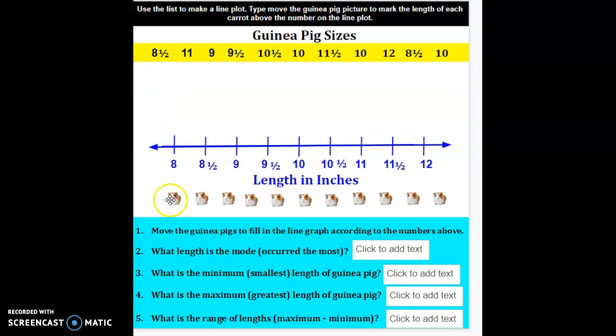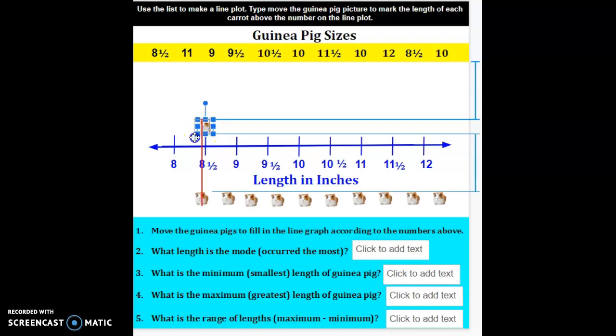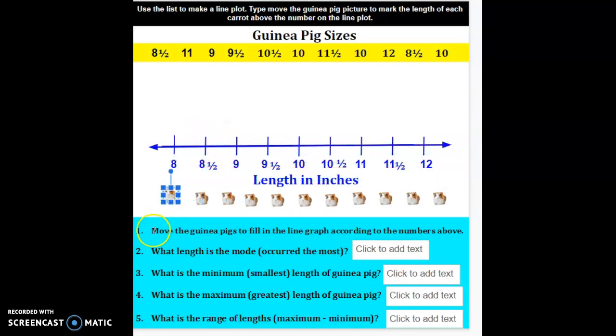So the first one is 8.5, so I'm going to move a guinea pig to 8.5 inches. And then I'm going to delete or cross off that 8.5 inches when I'm done so I know I'm done. And then I will move along and plot my guinea pig sizes. When you are done with number one, because number one says move the guinea pigs to fill the line graph according to the numbers above, you're going to move on to number two.